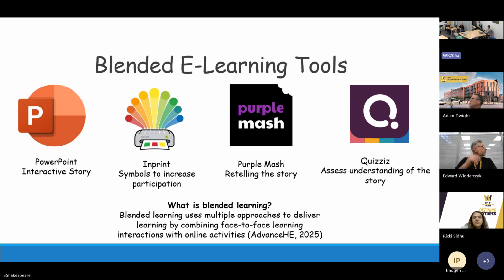I first used PowerPoint to create the interactive story of We're Going on a Bear Hunt. I used my voice to tell the story. I used Widget symbols, and I tried to change some of the pictures to cartoon pictures just to engage the children. I used Imprint. Imprint is a program that we use at our school to create symbols to allow the pupils to be able to read.